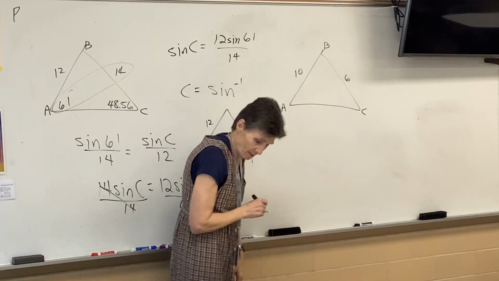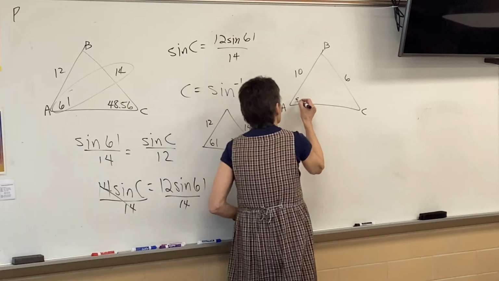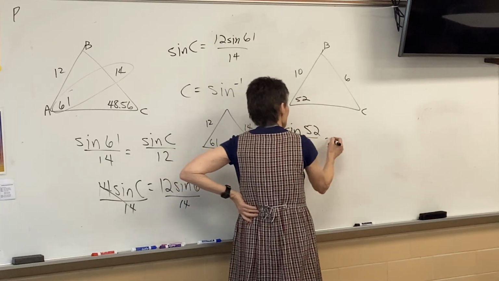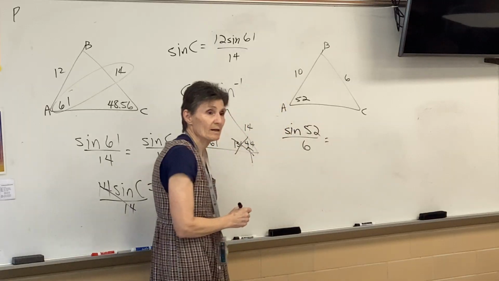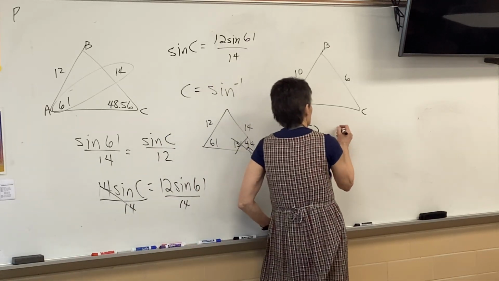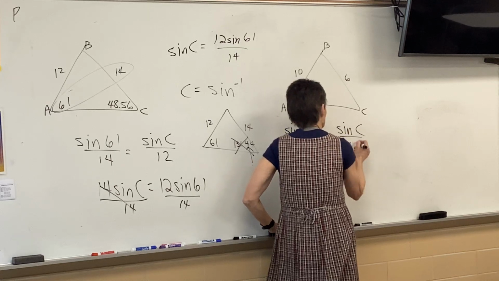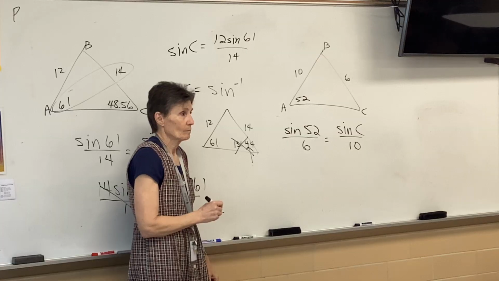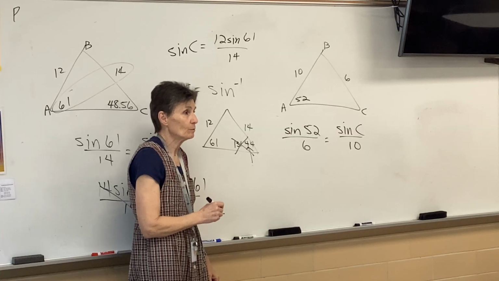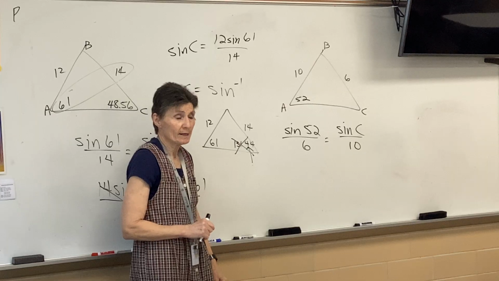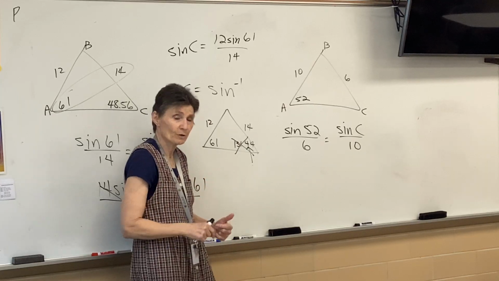I need something else, so 52. So sine 52 over 6, is everybody okay with that? What's that going to equal? Sine 52 over 6 equals sine C over 10. To do once you set up the law of sines, cross multiply, and as soon as you cross multiply, you know you're going to divide.